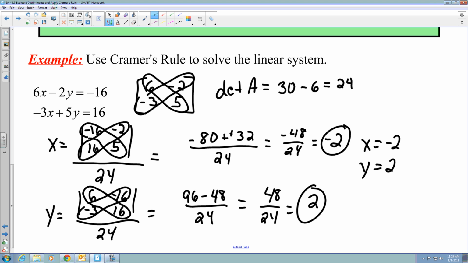And we can check whether those hold true by plugging them back into both of those equations to see if it's a true statement. If we use negative 2 times 6, that would give me a negative 12. And then if y is 2, that gives me 4. So negative 12 minus 4 equals a negative 16. That holds true. If I use negative 2 for x, that gives me negative 6 plus 10. So negative 6 plus 10 is 4. That is also true. So that validates what we did through using Cramer's rule.